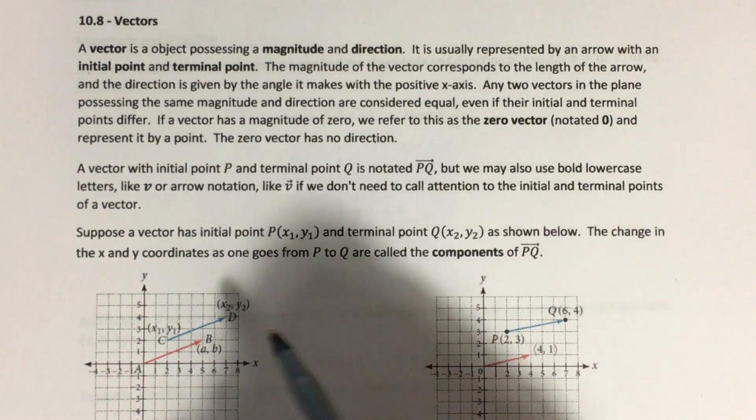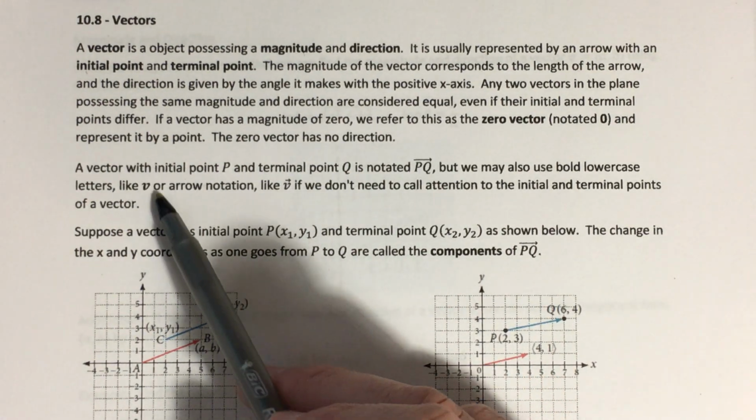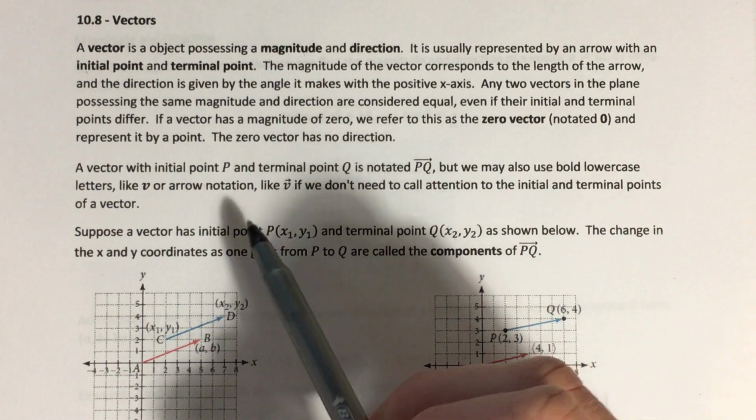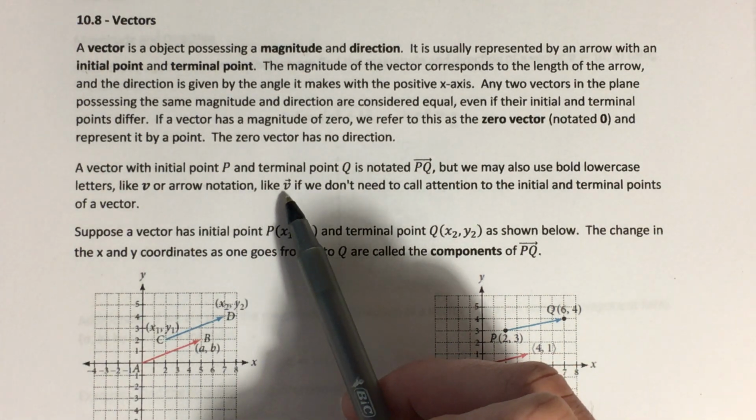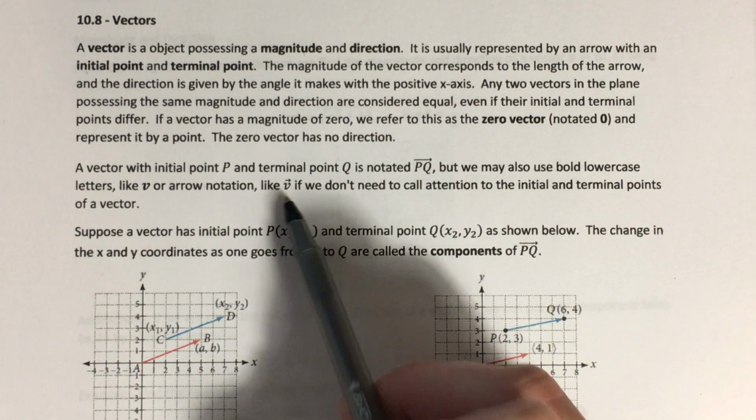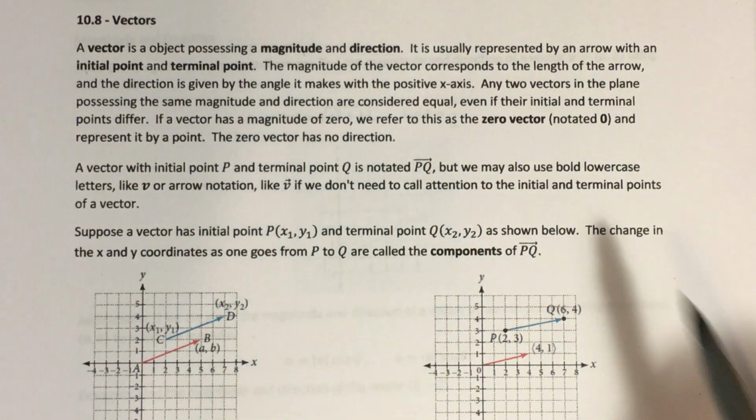However, if you're doing this handwritten, it's hard to make a bold letter in pen or pencil. So as an alternative, when we're doing handwriting, we usually put that little arrow notation over the lowercase letter, and that represents that vector.